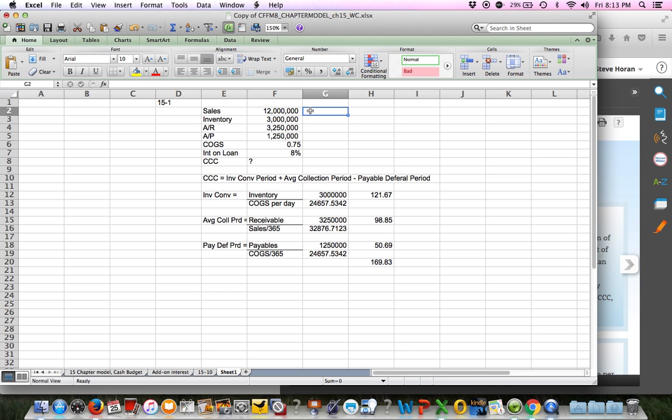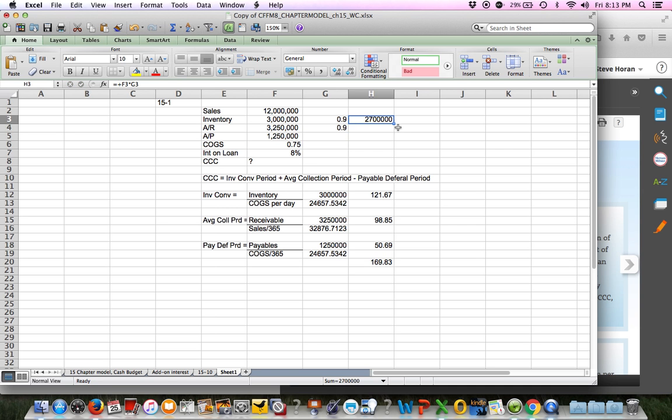So what I'm going to do is basically say sales stays the same. We're going to look at inventory and go, it's going to reduce by 10%. So basically 90% is what's left over. So I'm going to take that 3 million, multiply it by the 0.9. My new inventory number will be 2,700,000. Same thing with my AR. I'm going to reduce it by 10%. So what's left over is 90%.